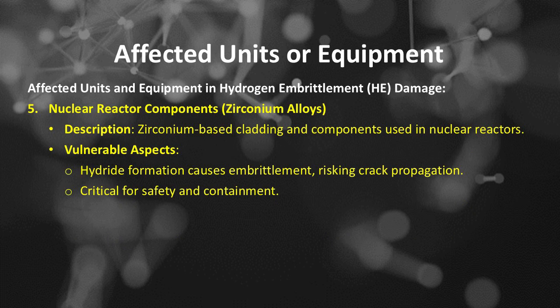Number 5 of affected units and equipment in hydrogen embrittlement damage is nuclear reactor components, zirconium alloys. These are zirconium-based cladding and components used in nuclear reactors. The vulnerable aspects of these nuclear reactor components include hydride formation, which causes embrittlement, risking crack propagation, critical for safety and containment.